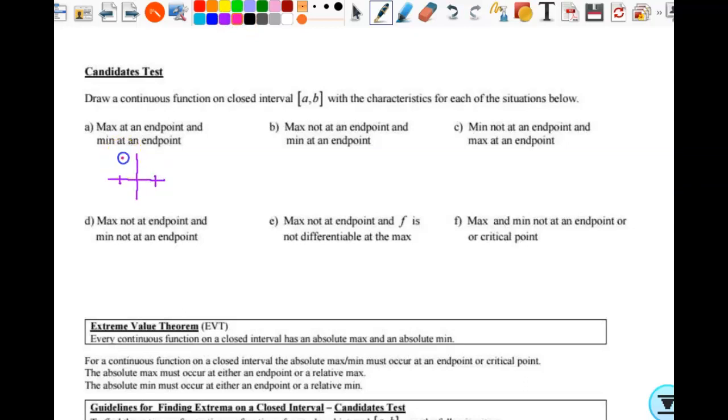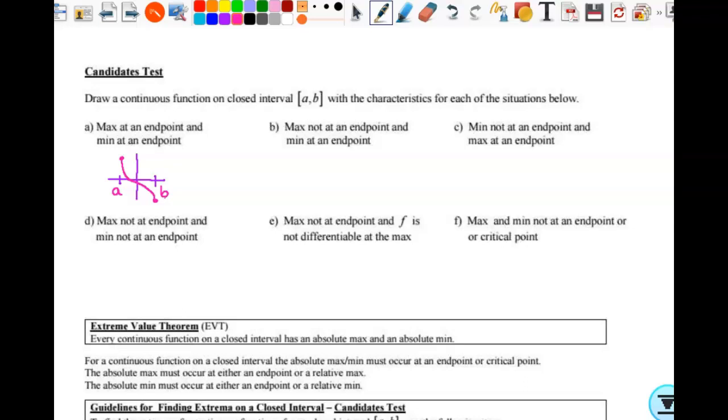So that can be my maximum. And then that can be my minimum there, where this is A and this is B. Okay? You could have done a linear. That would have totally worked too. Lots of options.